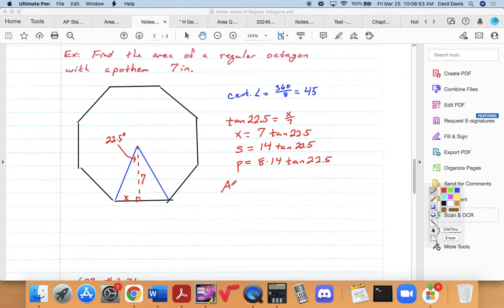So then the area is 1/2 apothem times perimeter. So it's 1/2 of 7 times 8 times 14 times the tangent of 22.5. Everybody grab your calculator.